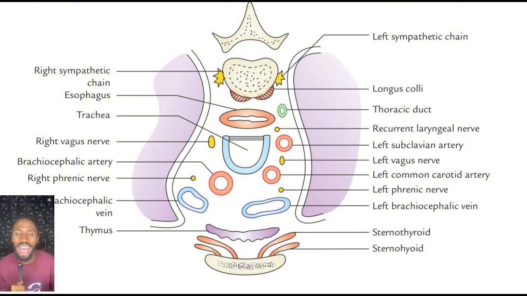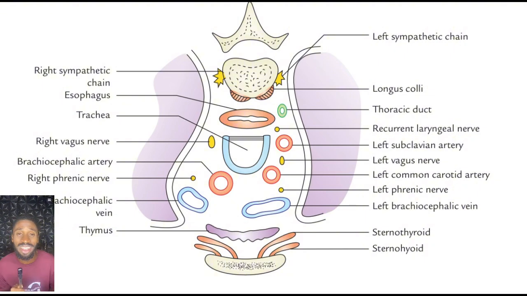Now the last one is for muscles. What muscles can we see in the superior mediastinum? We can see the sternohyoid muscle and the sternothyroid muscle. These two we call the infrahyoid muscles. You can also see the longus colli. So three muscles you can see in the superior mediastinum: the sternohyoid, the sternothyroid, and the longus colli. Don't forget.